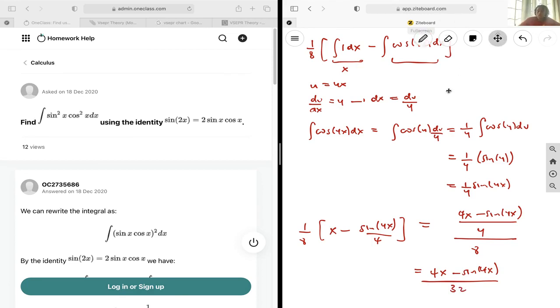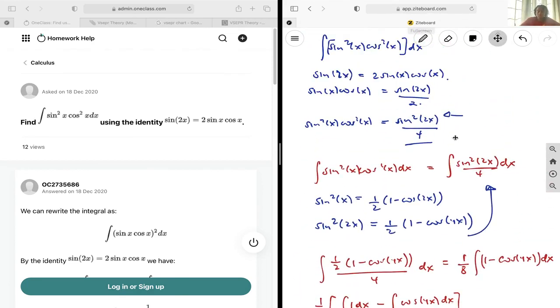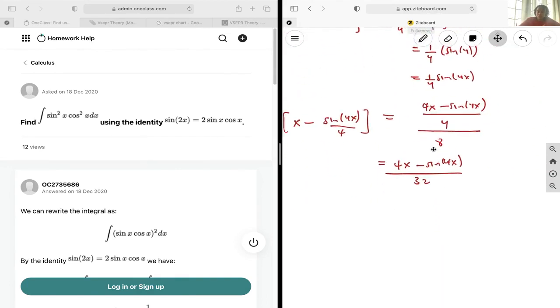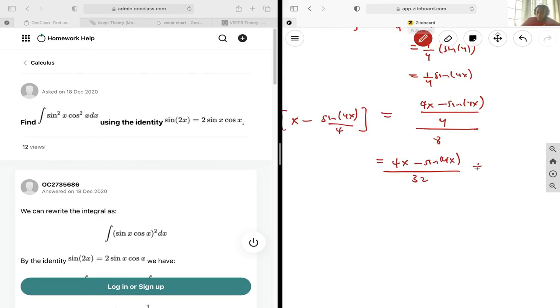And then again, let's not forget about the open bounds on the initial question up here, which means that we need to add a plus c. And that is going to be our final answer for this question.